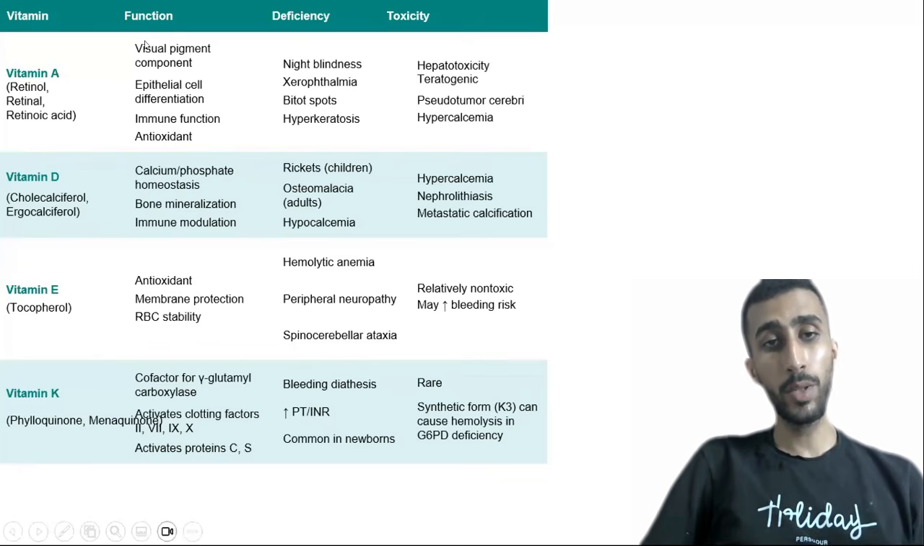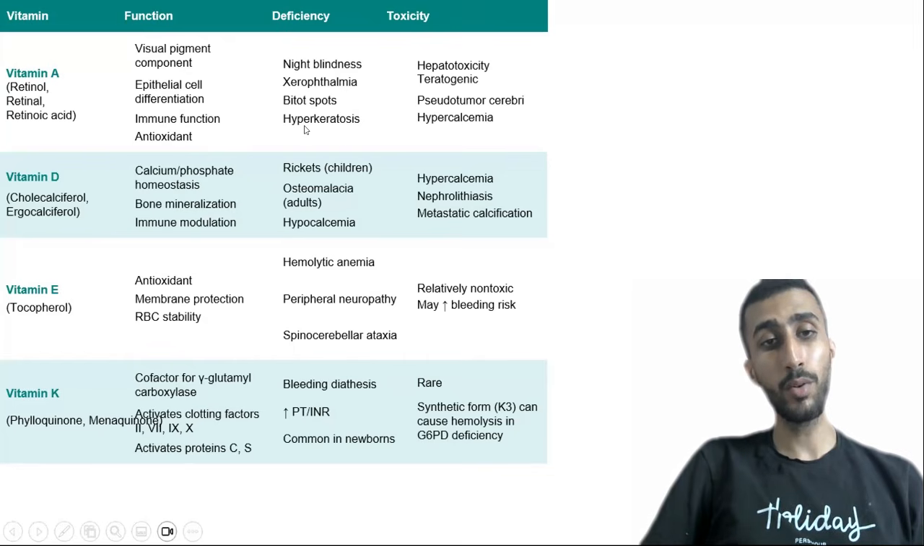So to recap, first is vitamin A, retinol or retinoic acid. It is famously known as supporting your vision. It is a visual pigment component and is very important for epithelial cell differentiation, immune function, and as an antioxidant. This translates to the deficiency. As long as it is important for your vision, the deficiency is going to cause night blindness and xerophthalmia and Bitot spots, which are white spots, and it is also essential for epithelial cell differentiation.